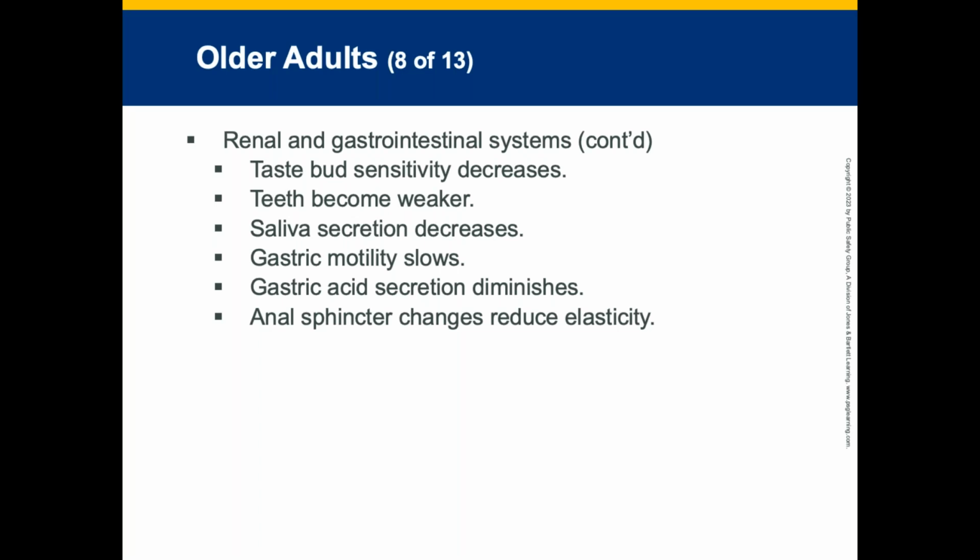Blood flow in the mesenteric vessels drops, decreasing the ability of the intestines to extract nutrients from digested foods. Also, gallstones become increasingly common, and anal sphincter changes reduce elasticity and can produce more fecal incontinence. All right.